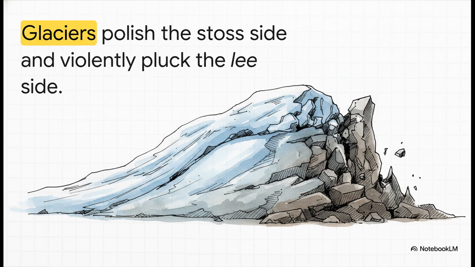But as that ice passes over the top and moves down the other side, the lee side, a process called freeze-thaw plucking kicks in. The ice literally freezes around chunks of solid rock and just rips them out of the mountainside, leaving the back end completely jagged and rough.